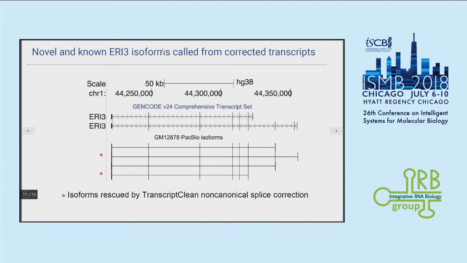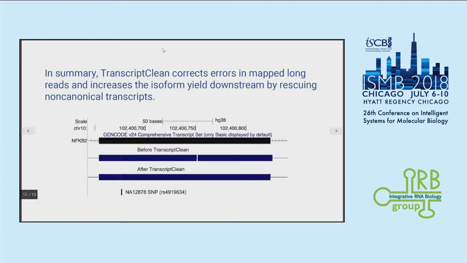To look at a specific example of this, the 2 starred isoforms here for the gene ERI3 were specifically rescued by TranscriptClean. That can give you an idea of, compared to the rest of the data, how TranscriptClean helped us recover isoforms that we would not have seen otherwise. So in summary, TranscriptClean corrects errors in mapped long reads, which can help you increase the isoform yield downstream and make more use out of your long read data.